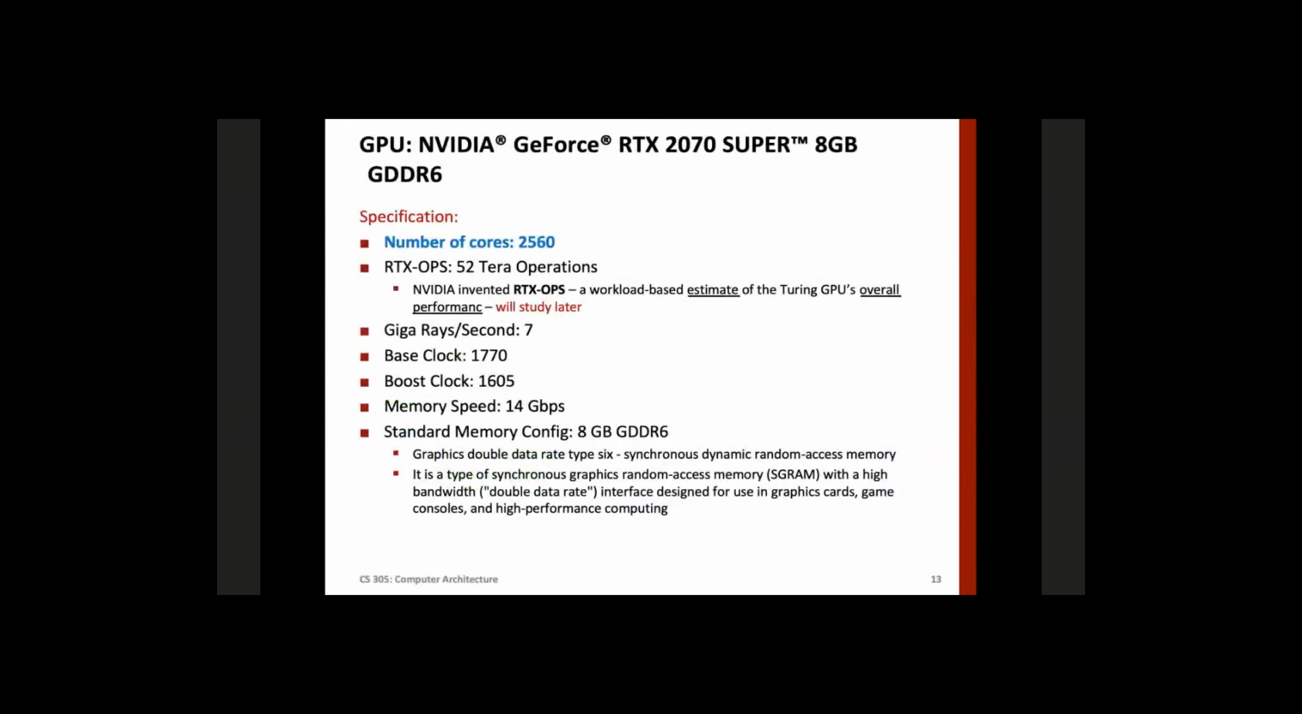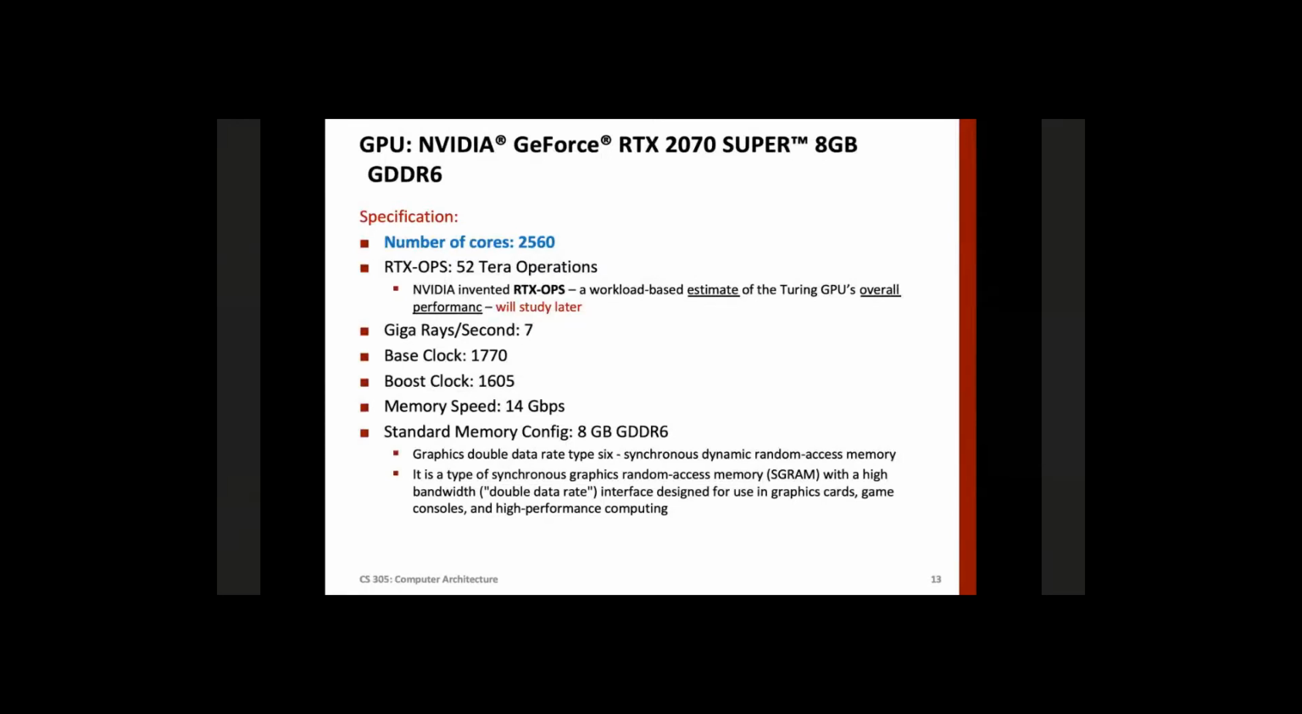Okay, so this is the specification of the GPU that I found in this Dell desktop. It has number of cores as 2560, which is quite high, and it can run 52 tera operations. Okay, we are not going into detail because what NVIDIA has done is that they have presented their own way of calculating the speed in terms of certain kinds of operations, which they call RTX operations. Okay, we'll study this later. And then they have also defined what is gigarays.